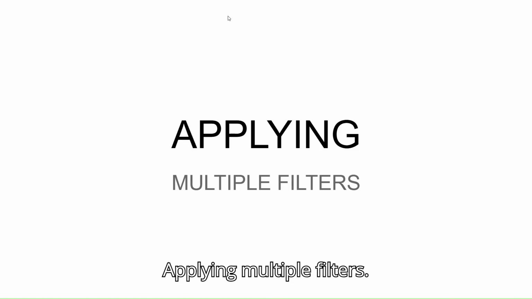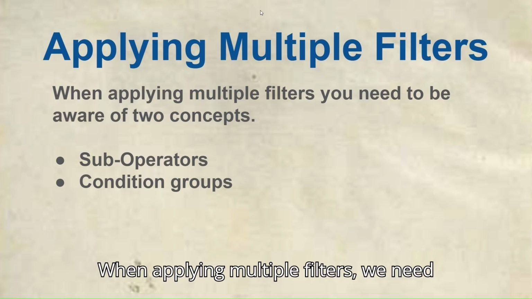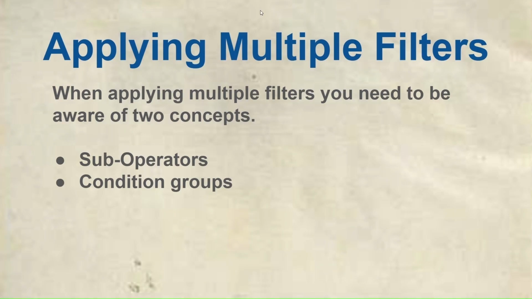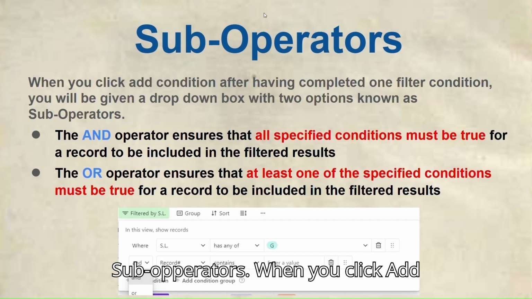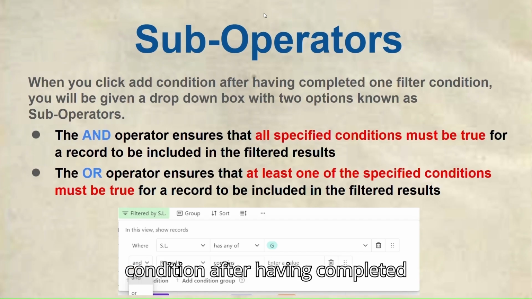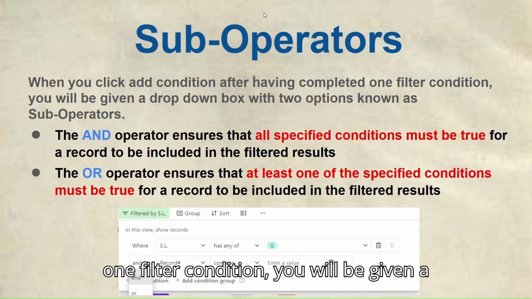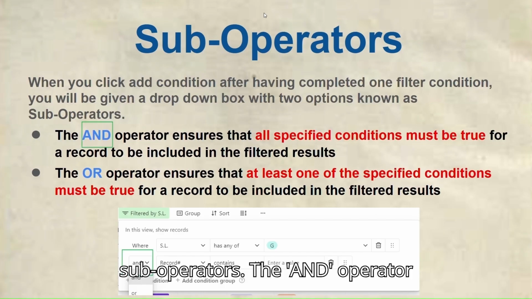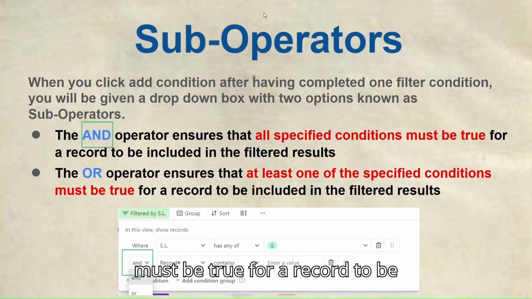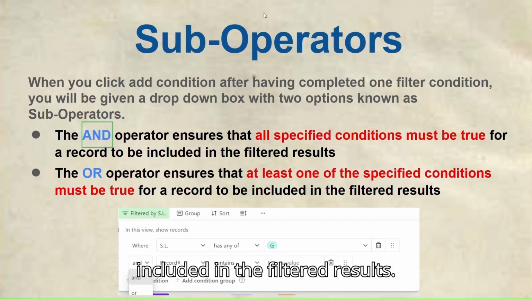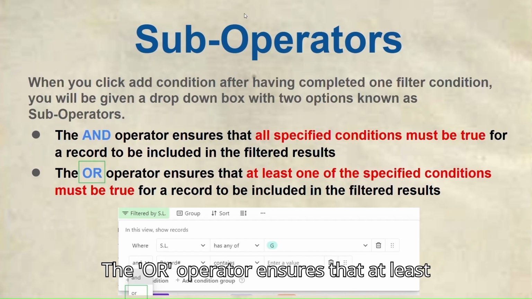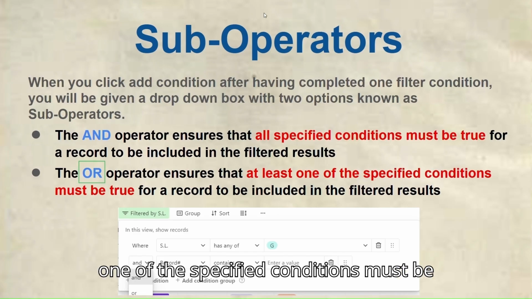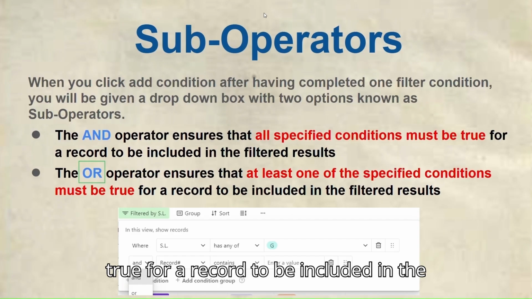Applying multiple filters. When applying multiple filters, we need to be aware of two concepts. These are sub-operators and condition groups. Sub-operators. When you click Add Condition after having completed one filter condition, you will be given a drop-down box with two options, known as sub-operators. The AND operator ensures that all specified conditions must be true for a record to be included in the filtered results. The OR operator ensures that at least one of the specified conditions must be true for a record to be included in the filtered results.